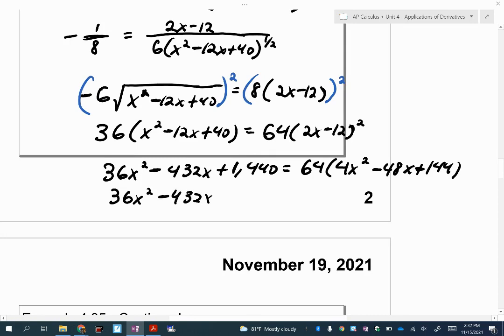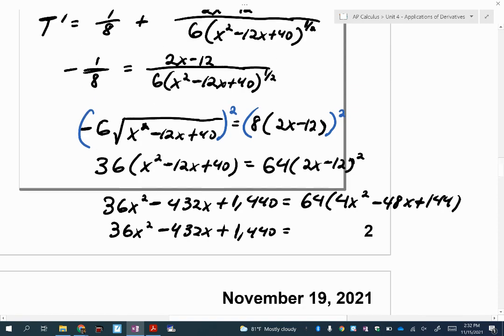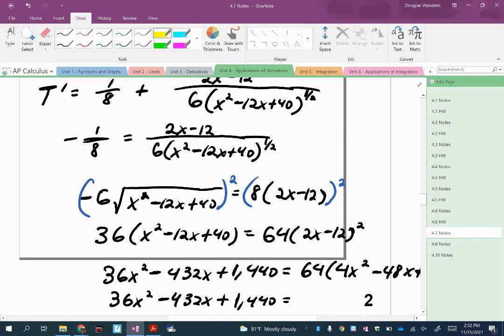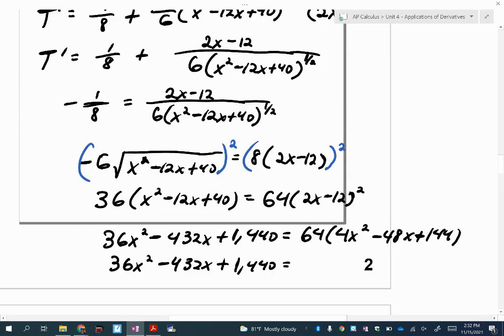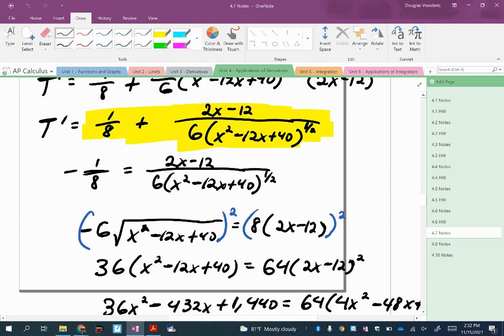At any time, if you get tired of doing something like this, you can always just type this in to Desmos, and you could figure out where it hits the x-axis. That's the beauty of Desmos.